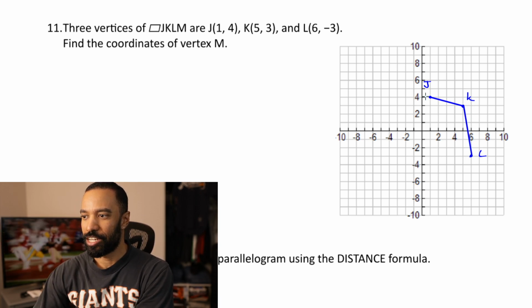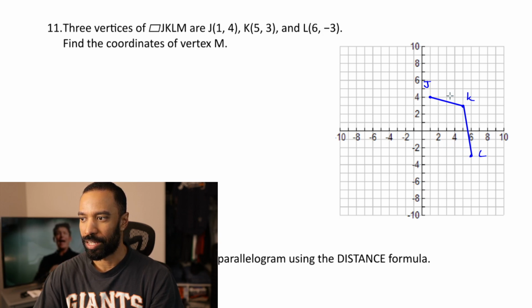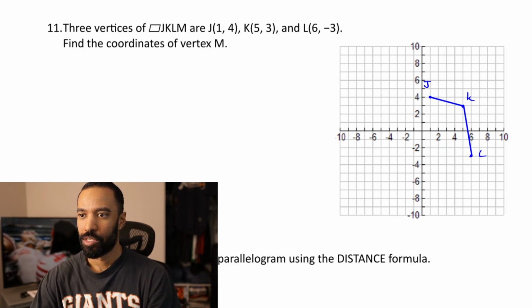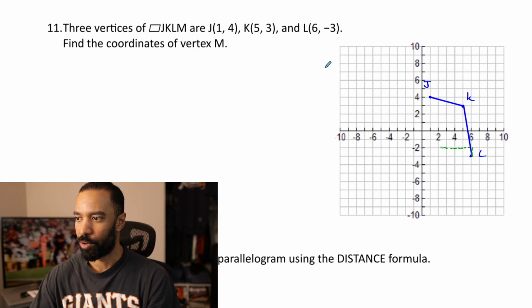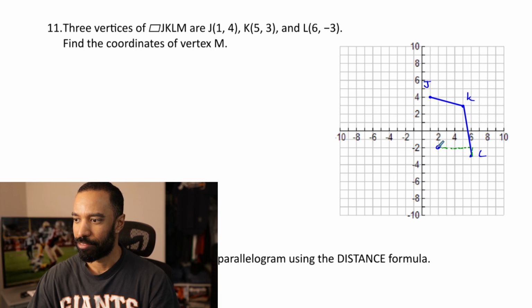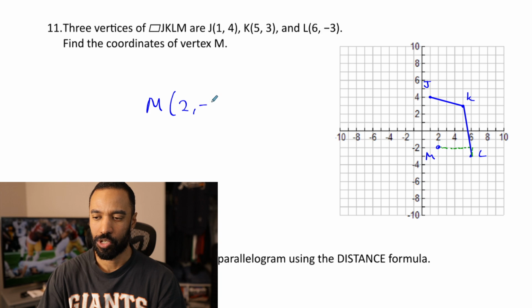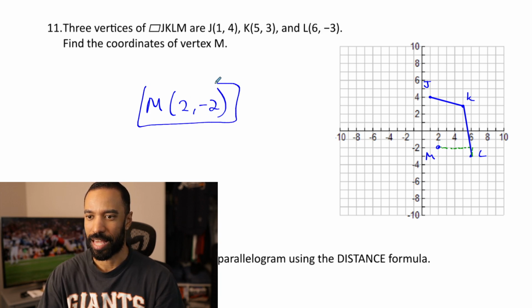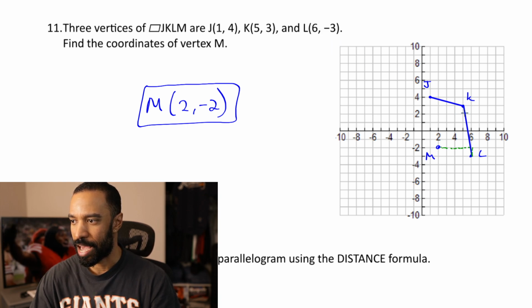For example, from K to J, opposite from L to M. From K to J, go up 1, left 1, 2, 3, 4. So from L to M, we can go up 1 over 1, 2, 3, 4 like that. And then we're going to have M like that at 2, -2. A lot of answers around 2s and 1s and things like that. That is the coordinates of vertex M. And you could confirm it using the other ones. Down 1, 2, 3, 4, 5, 6 over 1.